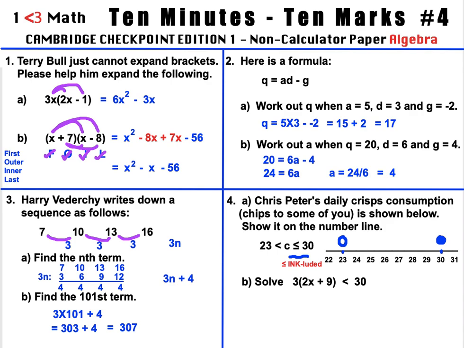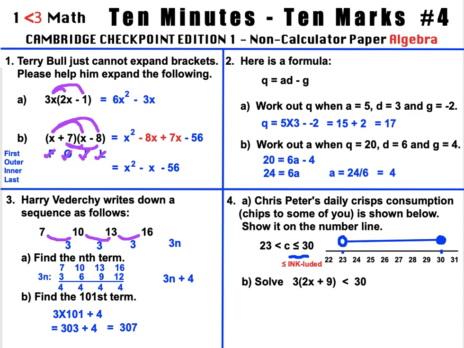Now, we then need to join the points up. So we do that as follows, and that is the inequality shown on the number line. It doesn't include 23, it's greater than 23. So therefore, we don't colour in at 23, just at 30 where it's included.